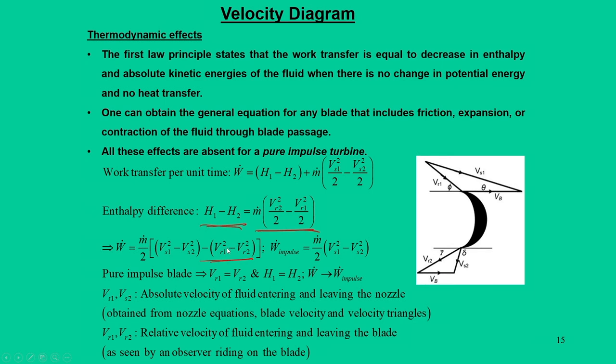So, for that reason, we introduce this concept that if it has to be purely impulse, that means you design the blade in such a way that we will have negligible difference in these relative velocity components. That turbine will be called a pure impulse turbine, where the absolute velocity of the fluid takes the dominance. So, this is the concept of looking for a pure impulse turbine. And while designing the blades, it has to be ensured that this difference should be as minimal as possible.